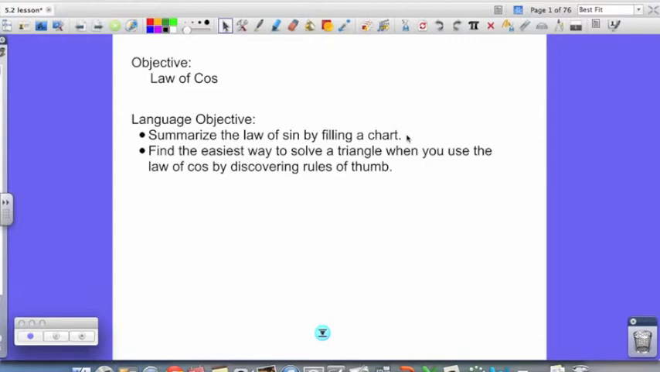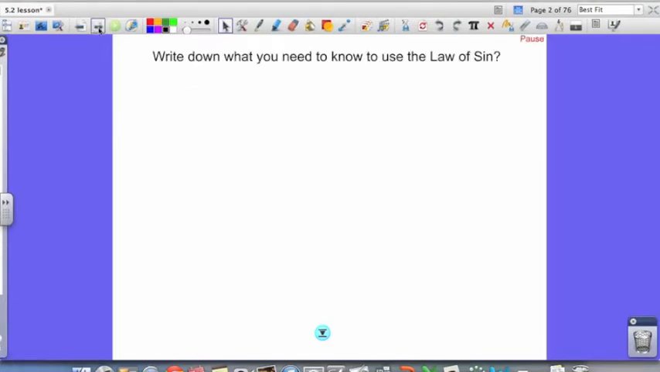The other part of the language objective: we're going to find the easiest way to solve a triangle when you use the law of cosines by discovering rules of thumb, or little golden nuggets. So we're going to come up with that and figure that out. So let's go on with the lesson here.